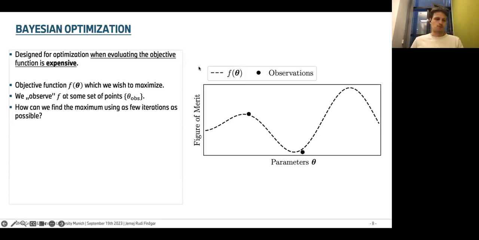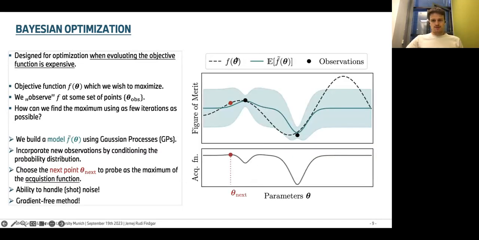So what we can always do, right? Even if it is expensive, we can always evaluate f at a certain set of points or set of parameters, theta obs here. And now the question is how to find the maximum using as few evaluations of this function as possible.